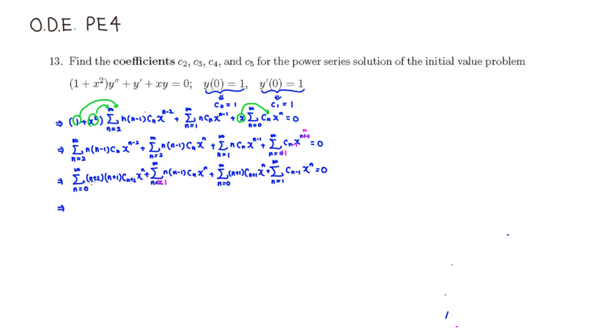So when n equals 0 from here, you have 2 times 1 times C2. So it's going to be 2C2, plus, from here, you're going to have n equals 0, so it's going to be 1 times C1, so plus C1.